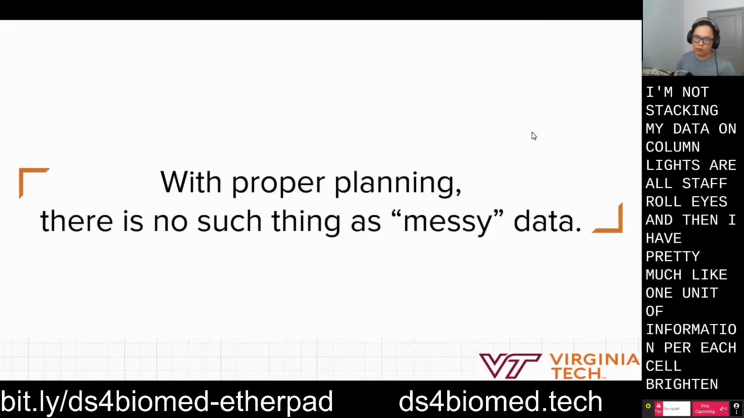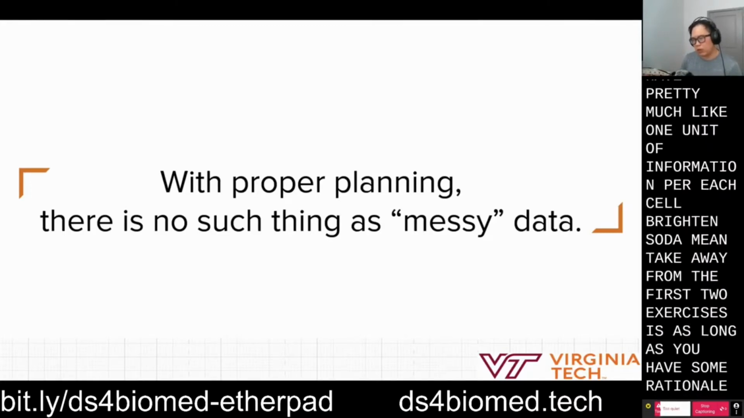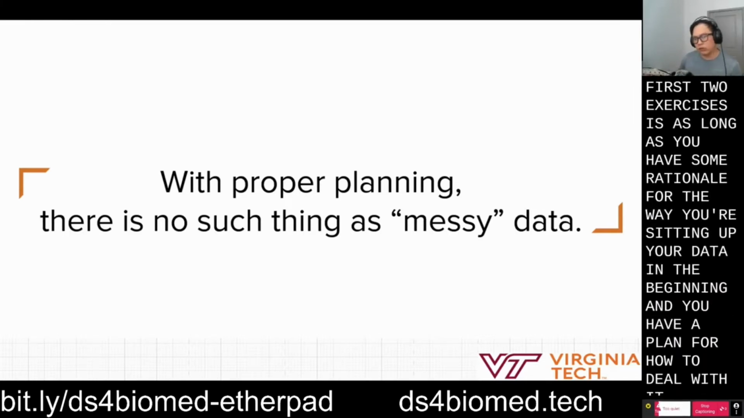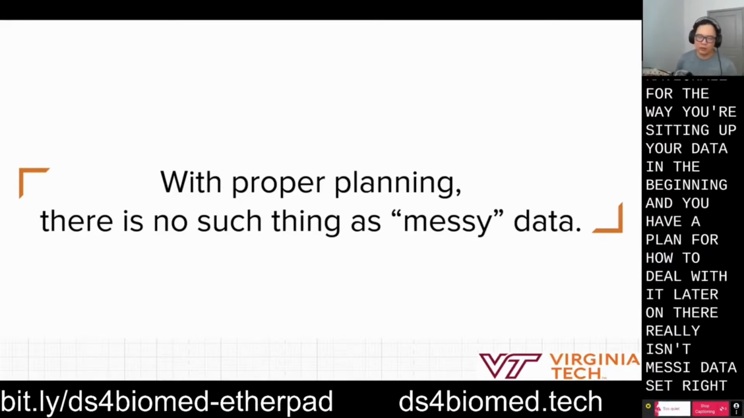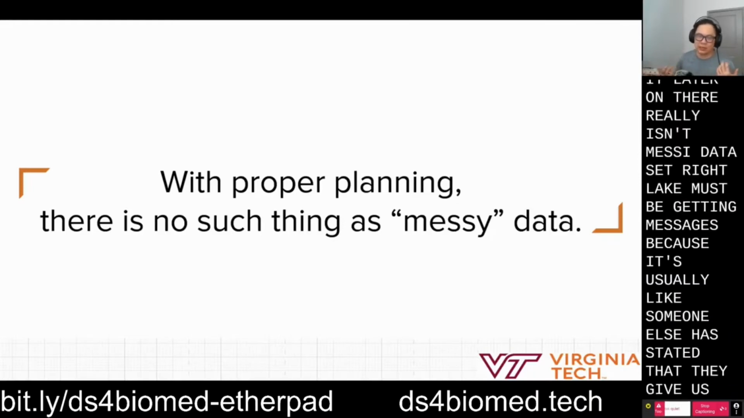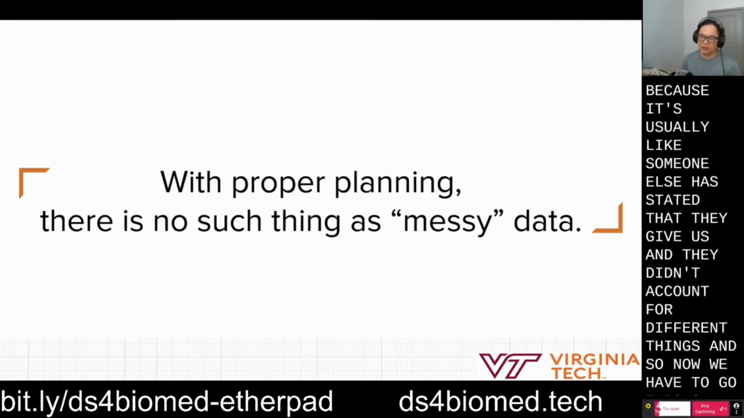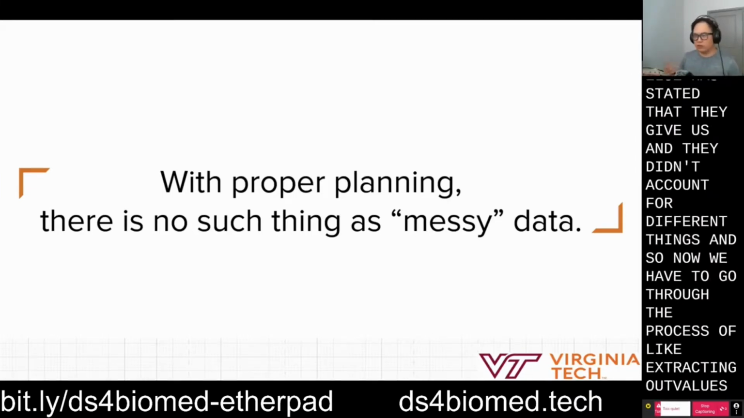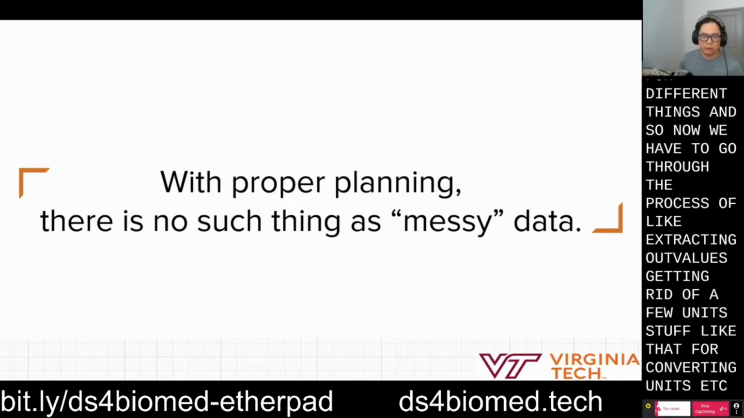Right. And so the main takeaway from the first 2 exercises is, as long as you have some rationale for the way you're setting up your data in the beginning, and you have a plan for how to deal with it later on, there really isn't a messy data set, right? We get messy data sets because it's usually someone else's data that they give us, and they didn't account for different things. And so now we have to go through the process of extracting out values, getting rid of units, or converting units, et cetera.